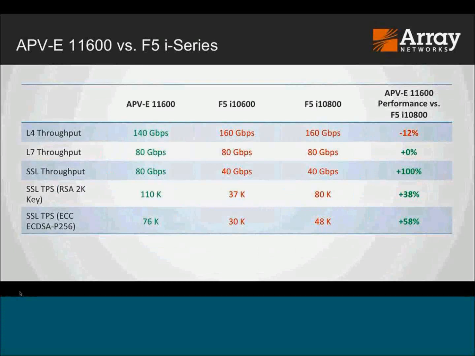And finally, looking at the AppVelocity-E, the 11600 versus the F5 I-series, again, holding our own on the layer 4, layer 7 throughput, SSL throughput, again, much higher. And for the SSL TPS, whether for RSA or for ECC SSL offloading, again, you're going to see that big advantage for the Array product versus the F5 product.